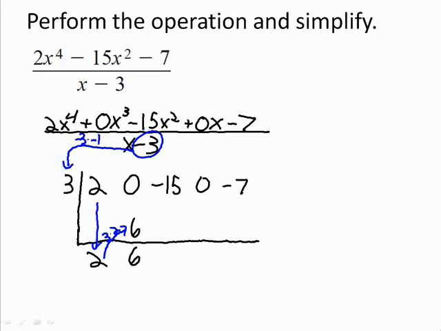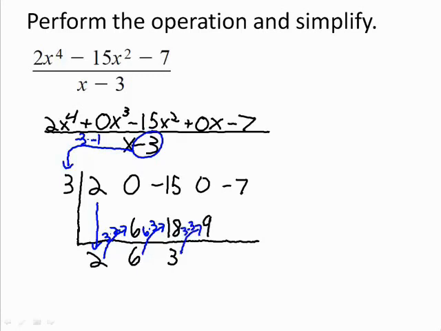You get 6. Now repeat this process. Multiply 6 by 3. 6 times 3 is 18. Add the numbers in this column together. Negative 15 plus 18 is 3. Multiply 3 by 3. 3 times 3 is 9.